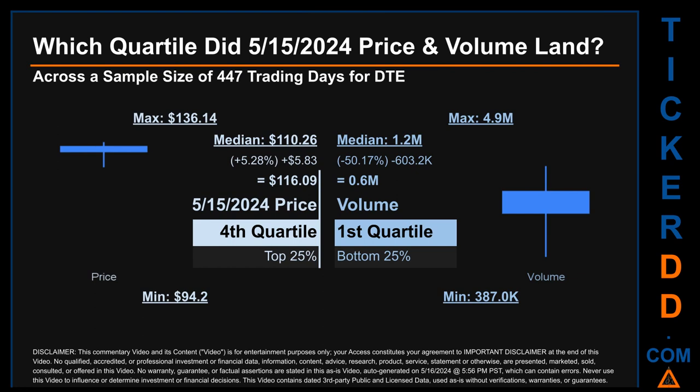Descriptively, DTE has a median price of $110.26. Therefore, May 15, 2024 price was higher from that middle marker by 5.28%. The day's volume of 0.6 million was less than the median by 50.17%.